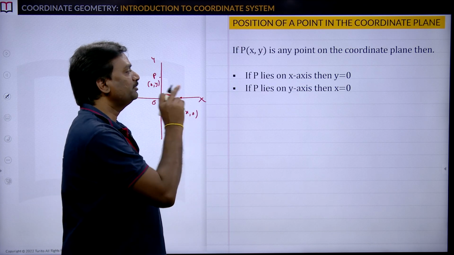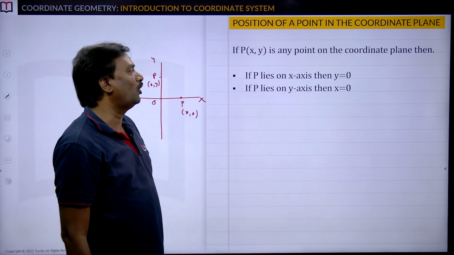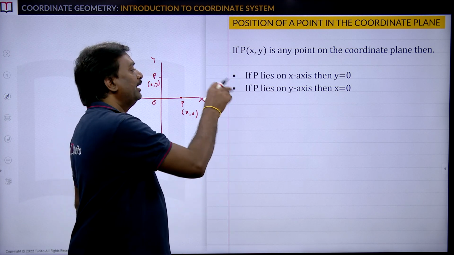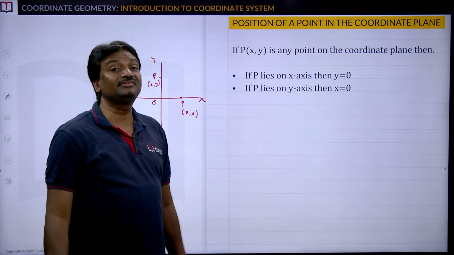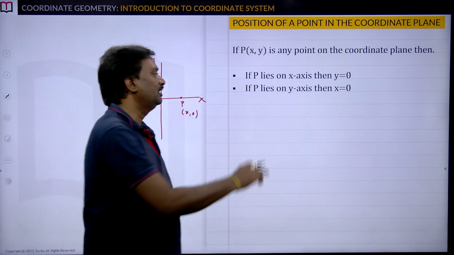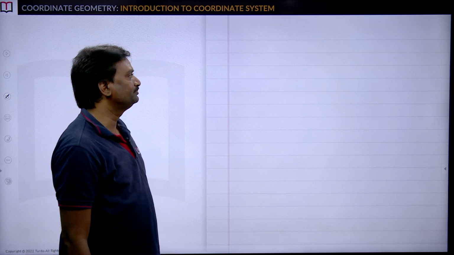Next, with respect to the axes, P(x, y) is any point on the coordinate plane. If P lies on the x axis, then y equals 0. If P lies on the y axis, then x equals 0.